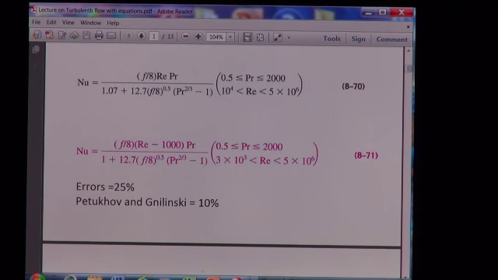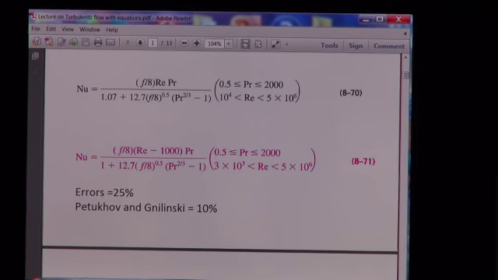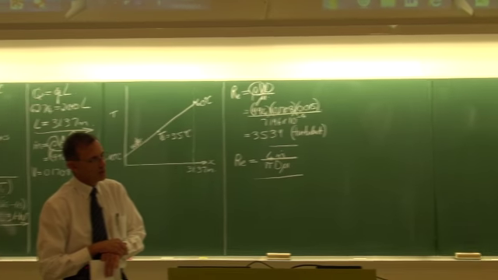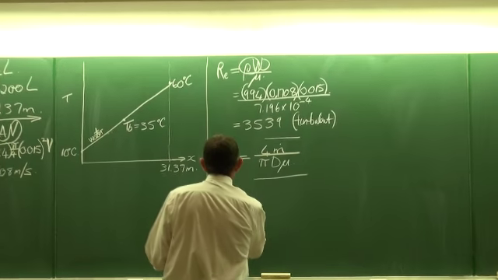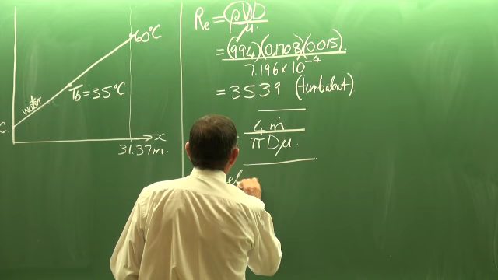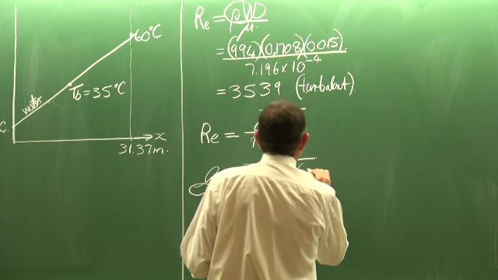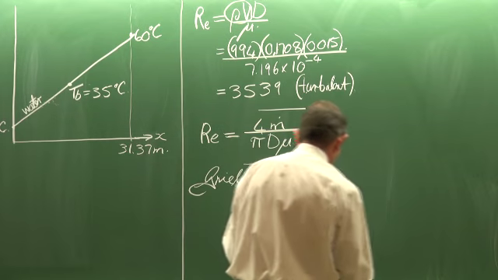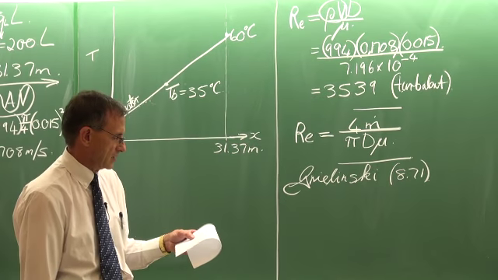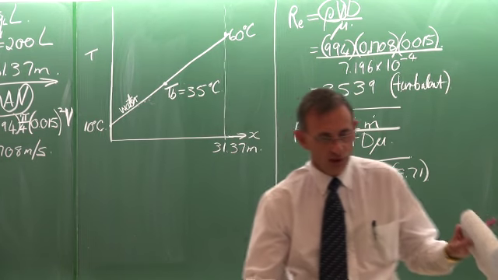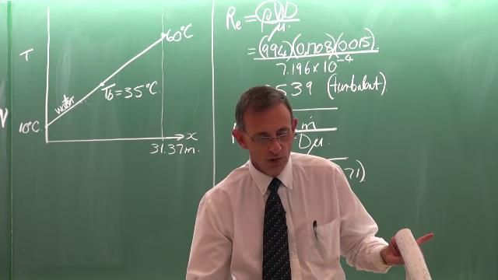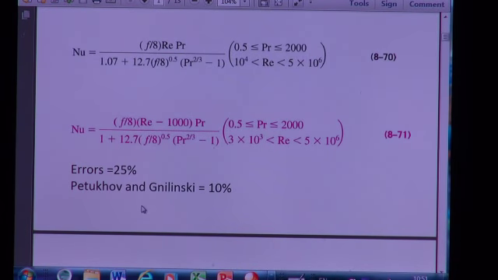Right. So what we're going to do now is use the most complicated of all, the one which is claimed to be the most accurate, and that is the Gnielinski equation, equation 8-71 in your textbook by Cengel and Ghajar. Even before we do it, what you will see in the equation is an f. So we first need the friction factor in any case.